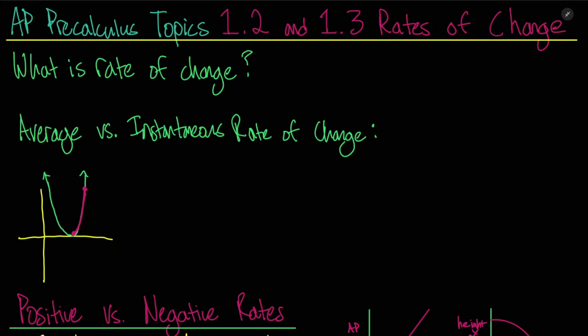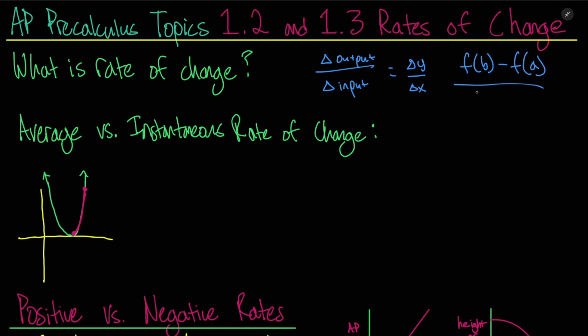So we can write down the average rate of change is equal to the change in output divided by the change in input. And you're going to see a general formula that's written kind of like this. Sometimes you might see change in y over change in x, but this is the formula that you're going to want to remember every time you want to calculate rate of change. f of b minus f of a divided by b minus a.